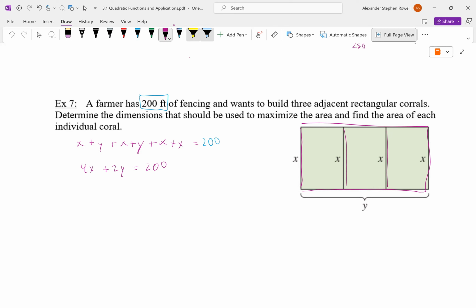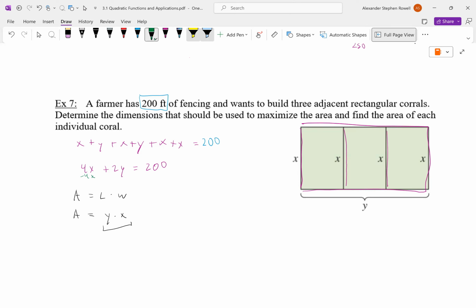What do I want to maximize? Area, total area, right? So how do I find area of a rectangle? Yeah, length times width. Area of a rectangle equals length times width. So in this case, what am I multiplying? X times y times x? Sure. I have a problem here where I have x and y's. So I need to use one equation to substitute into the other.